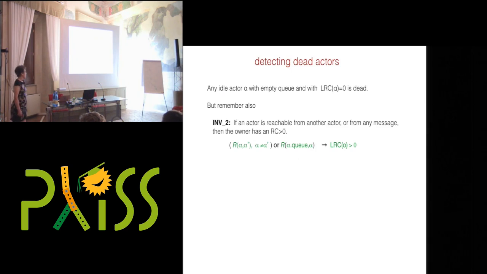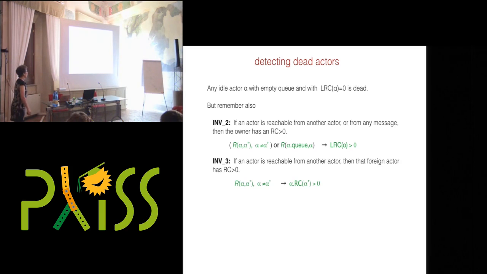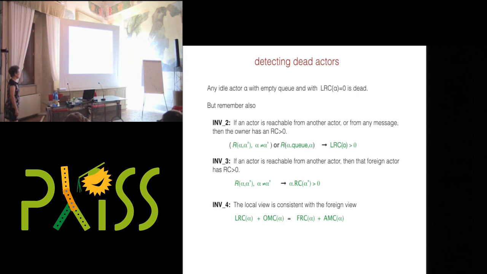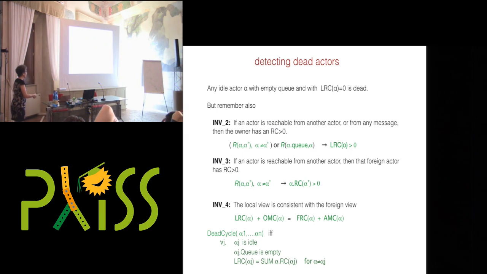So how do we detect the dead actors? Remember that we have got this nice invariant from before that says if anybody has a stake in an object, then the owner will have a positive reference count. And if an actor is reachable, then the foreign actor has got a reference count greater than 0, and this is a consistent view. And with all these properties, we can determine when we have a dead cycle, a cycle of actors which are all blocked and only point to each other, because this is now the challenge. I said that detecting cycles of objects is no problem in ORCA, but now in MAC it is a problem.